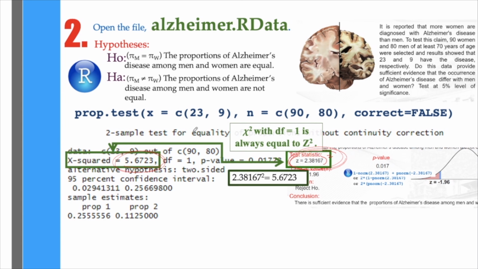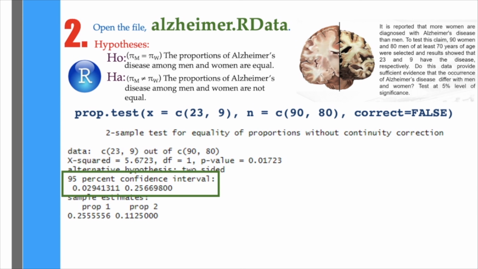So if you need the value of z, all you have to do is to get the square root of this chi-square. And again, do not worry because z-test for two proportions will always have a df of 1.